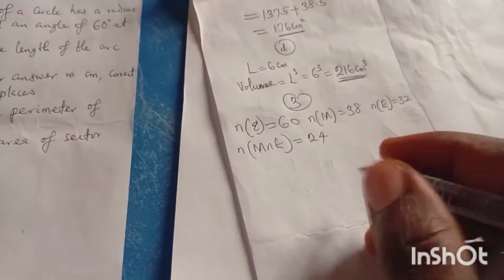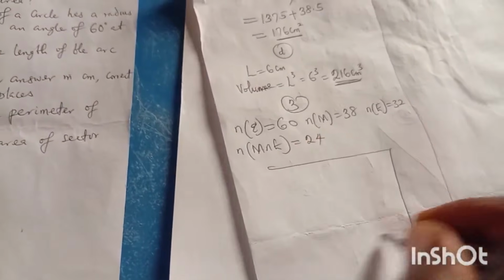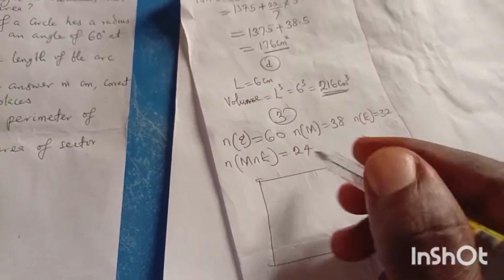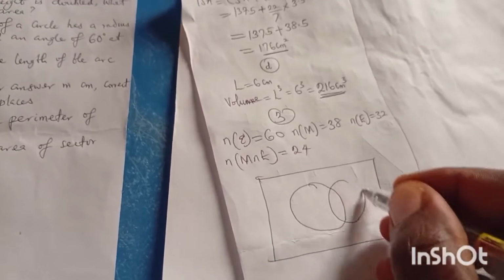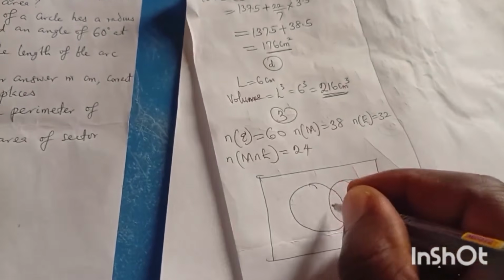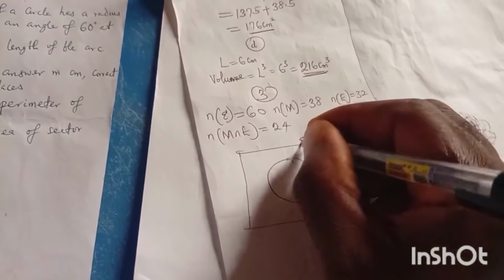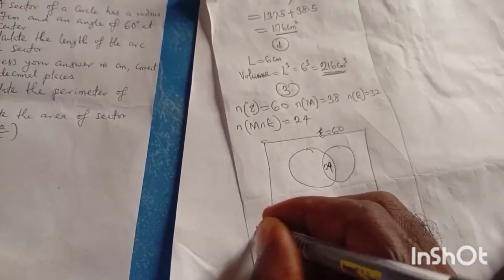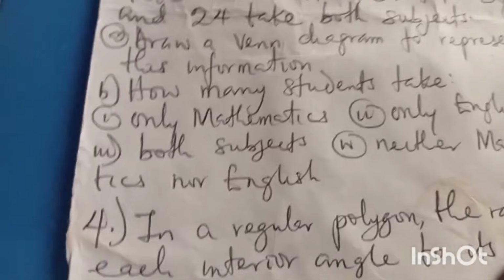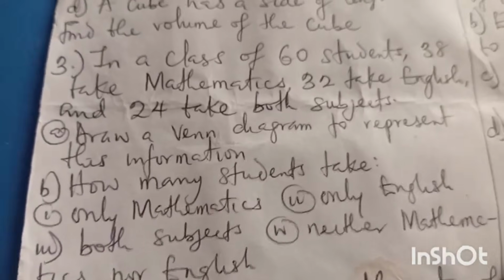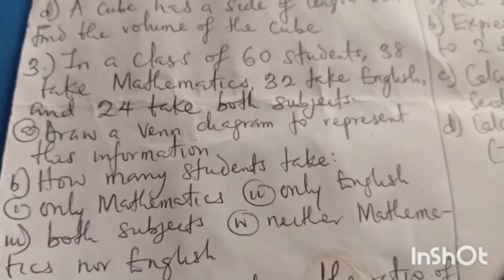Now this time around, we want to draw the Venn diagram. Since we have M intersection E, definitely we have the two circles entering one another. So this place is 24. We don't need to struggle. Our universal set is what? It is 60. That one is settled. Now the first question said we should know the number of mathematics. We are not done with question A, but we can derive the information from B.